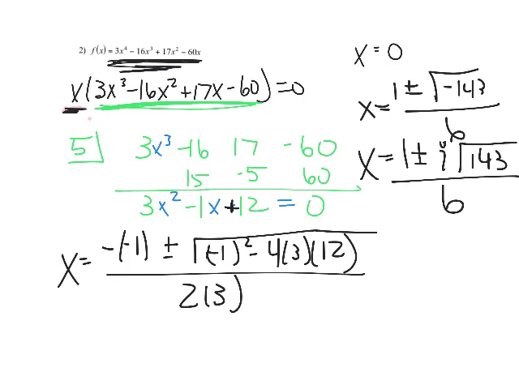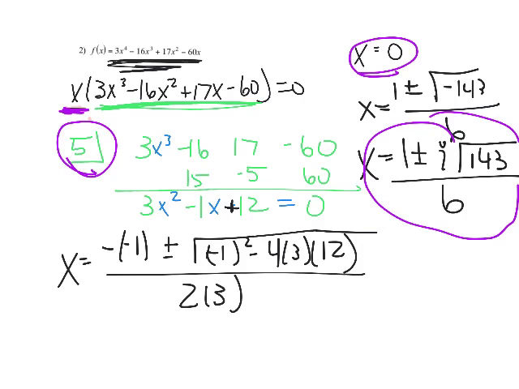So you actually get 4 answers. I'm going to circle them in purple. X equals 0 we got just by factoring an x out to start with. X equals 5 we got from our calculator, and then 2 of these: 1 plus i radical 143 over 6, and 1 minus i radical 143 over 6. So there's your 4 answers.